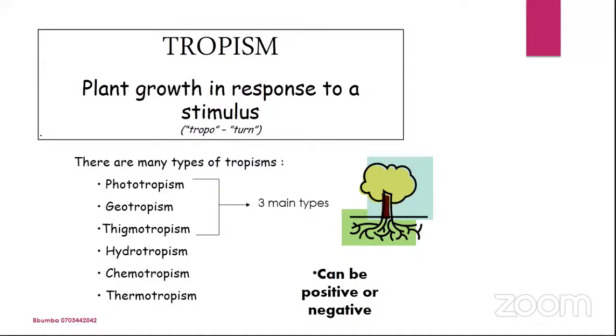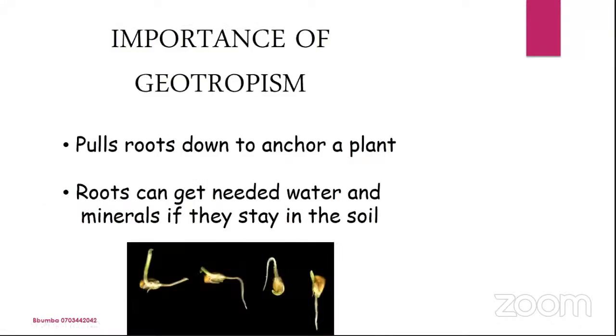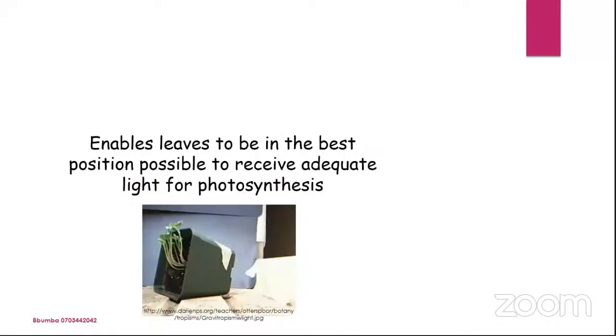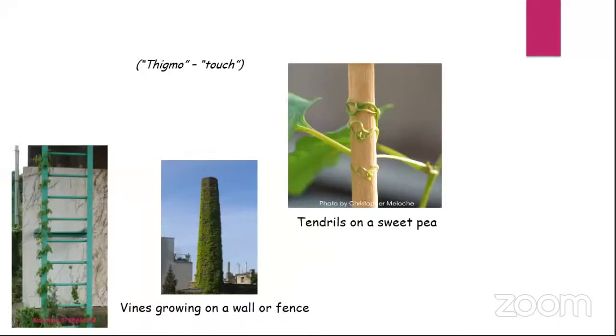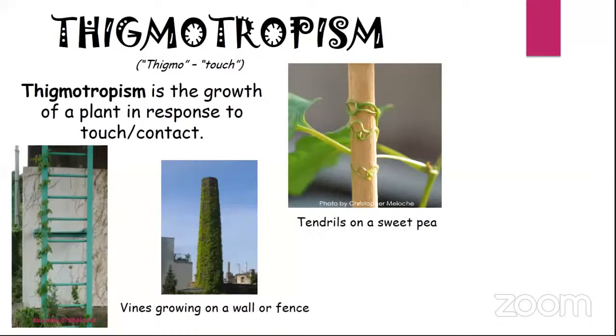We began with tropism, which is a growth response to a given stimulus. There are many kinds: photo, a growth response to light; geo, gravity; thermal, heat; touch; hydro, water; and chemicals. We looked at geotropism first in detail, where we can have positive and negative, depending on where it is growing. If it is growing towards the stimulus, that is positive; otherwise, that is negative.